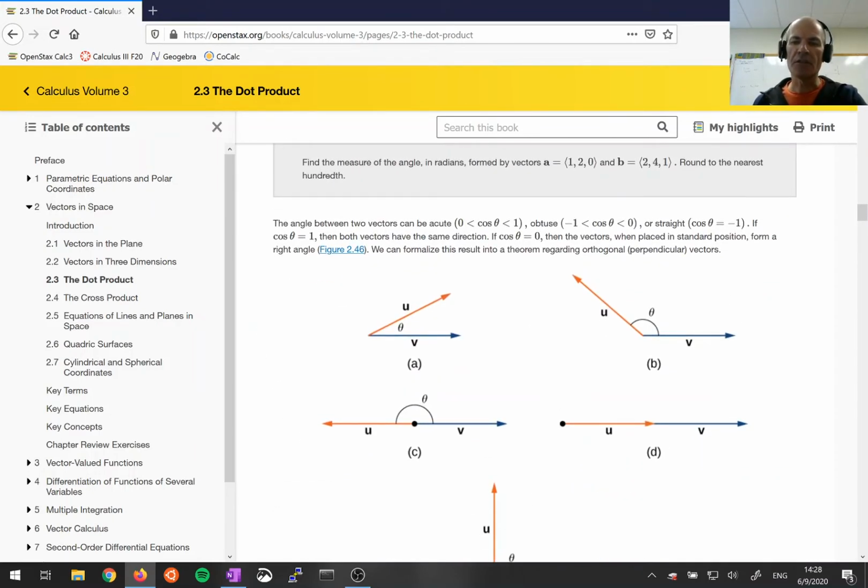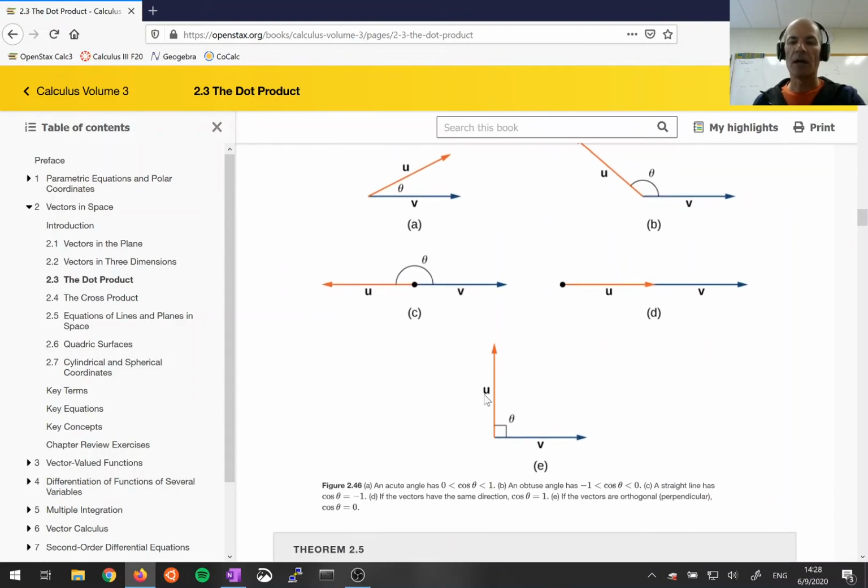You see a discussion of that here with some nice diagrams. Again, this is an acute angle between u and v. We would expect the dot product to be positive here. This is an obtuse angle. We would expect the dot product to be negative. Here they're pointing in exactly the opposite direction, so we would expect the dot product to be negative. And here they're pointing in exactly the same direction. We would expect the dot product to be positive. In this last case, they are pointing in orthogonal directions. Here we would expect the dot product to be 0.